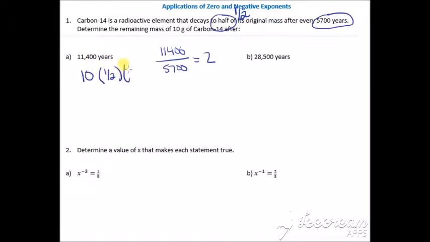So what we're going to do is multiply 10 times a half times a half. Or in other words, 10 times a half squared. Or we could have written this as 10 times 2 to the negative 2. All of these here are equivalent, so we'll put equal signs. Okay, so a half of 10 is 5, and a half of 5 is 2.5.